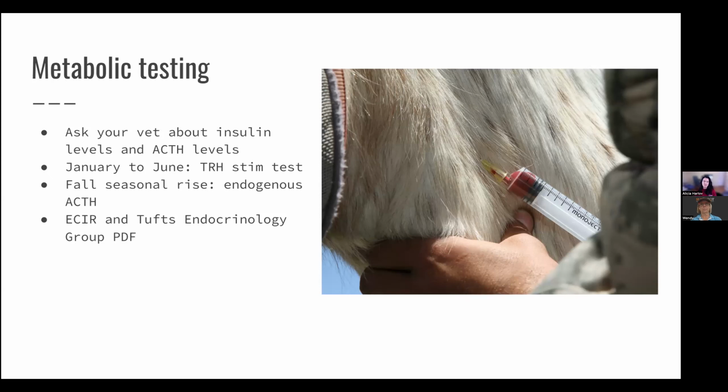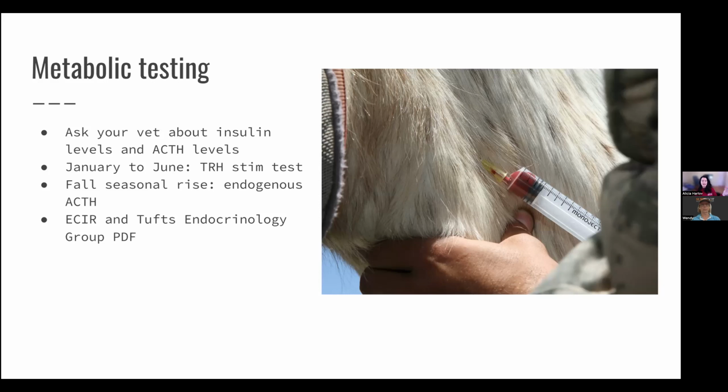From January to June, naturally a horse's ACTH, which is the hormone that's involved in a Cushing's diagnosis, is much lower than the rest of the year. So a horse that is a Cushing's horse might have a normal ACTH level during the springtime, so between January and June. So if you want to really rule out Cushing's during this time of year in the Northern Hemisphere, then I usually say to try to get a TRH stimulation test.